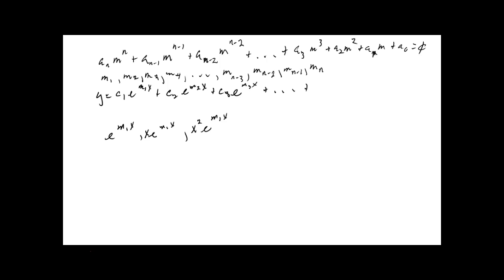So in that case, your solution, if that's all you had, would be c1 e to the m1 x plus c2 x e to the m1 x plus c3 x squared e to the m1 x. And then if you had others, just keep putting those out there, whether they were real numbers with one multiplicity, in other words, no multiplicity, just the one value, or complex, and deal with those.